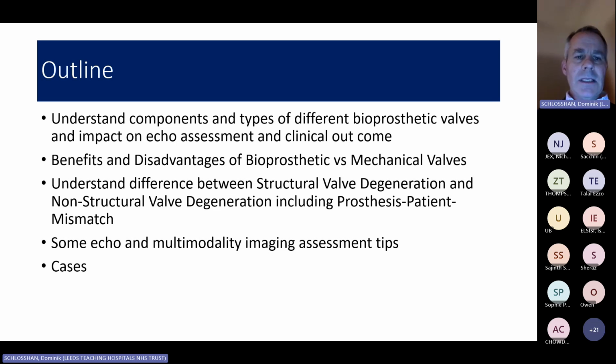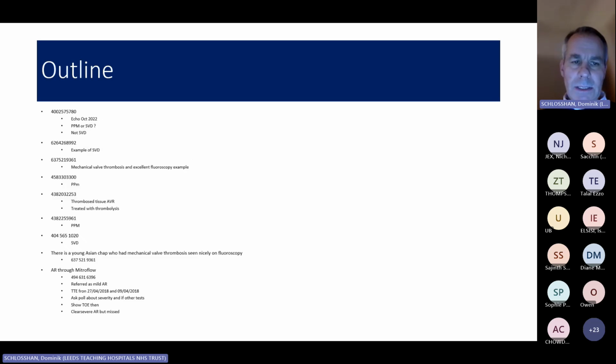The benefits and disadvantages of bioprosthetic and mechanical valves is a very hot topic because people are more and more using bioprosthetic valves. Is that a good thing, or should we stick with mechanical valves? Understanding the difference between structural valve degeneration and non-structural valve degeneration, and also touching upon prosthesis patient mismatch, some echo multimodality imaging assessment tips, and then some cases. And the cases are the most interactive ones, okay?